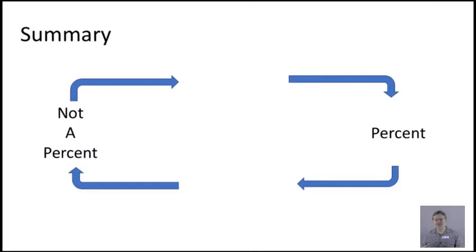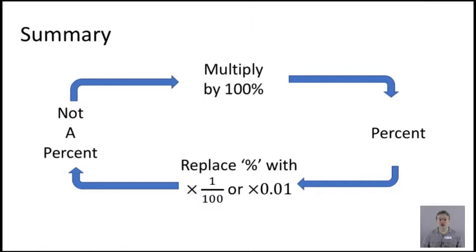And simply put, the process of converting something that's not a percent to a percent is to simply multiply it by 1. Multiply it by 100%, that does the conversion. Similarly, in going from a percent back to something that's not a percent, you replace the percent sign with 1 over 100 or 0.01. And if you're working with a fraction, certainly you'll want to choose the 1 over 100. If you're working with a decimal, you'll choose the 0.01. Either way, you're dividing by 100 or multiplying by 1 over 100.